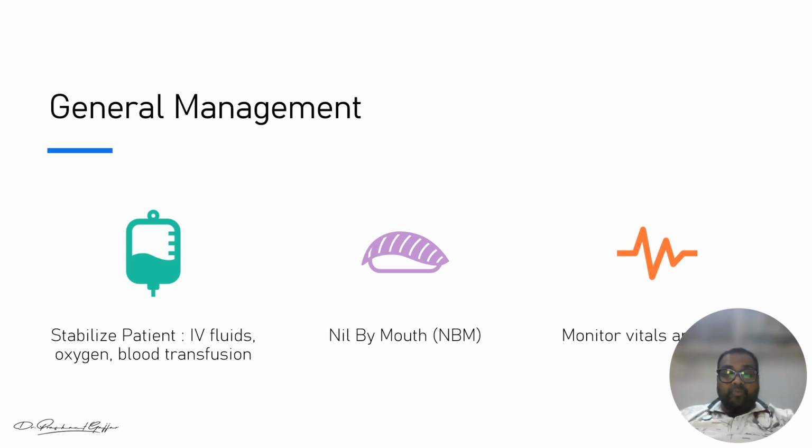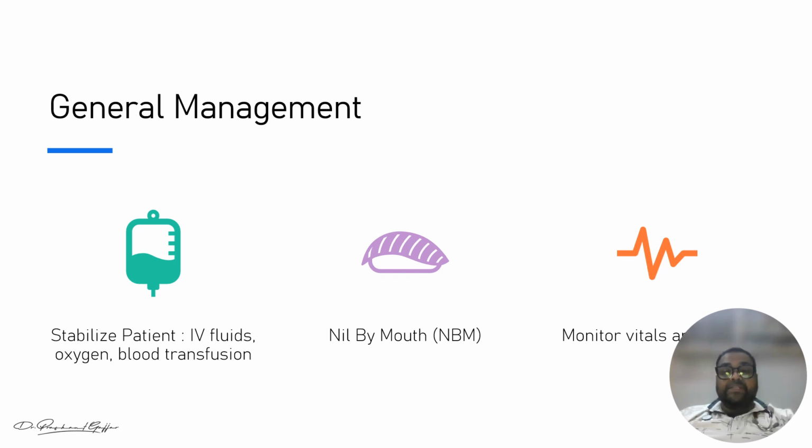Then we have to put our patient nil by mouth, NBM, we should not give anything. The patient has to survive only on parenteral fluid. Then we have to monitor and stabilize the vitals. Every vital has to be stabilized. These are the general measures for upper gastrointestinal bleeding or lower GI bleeding, right?